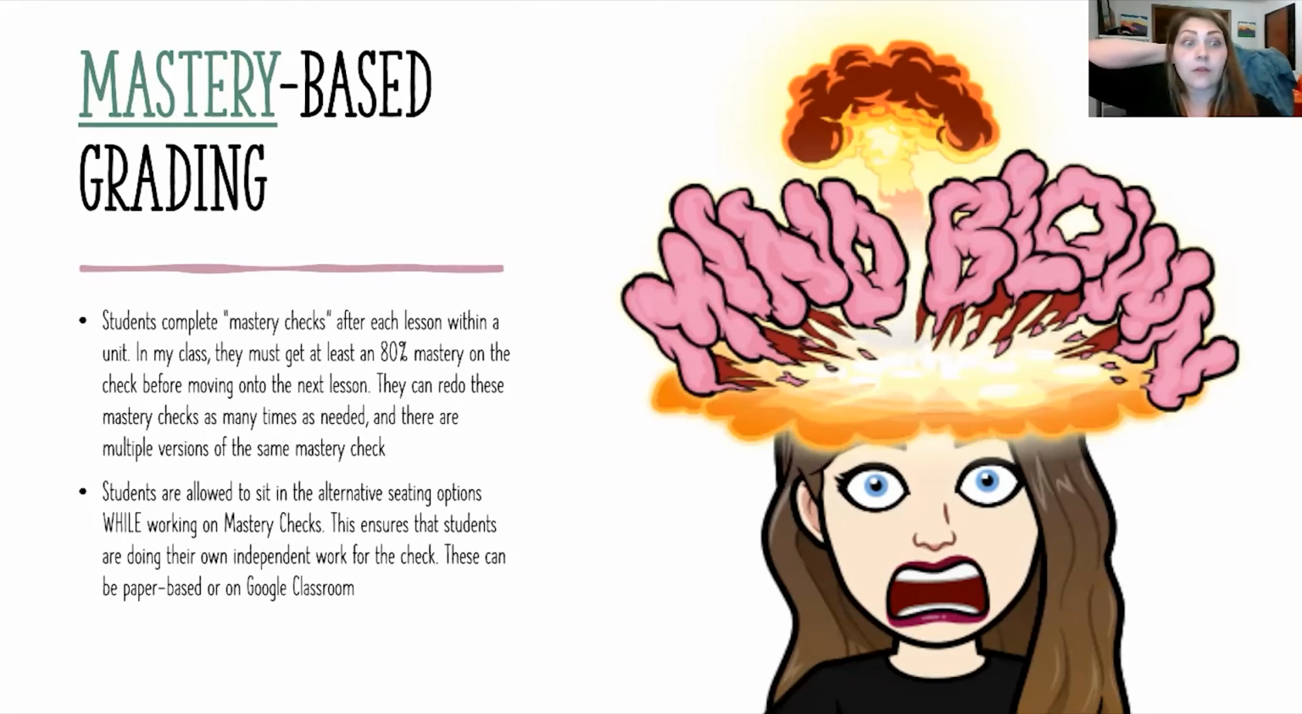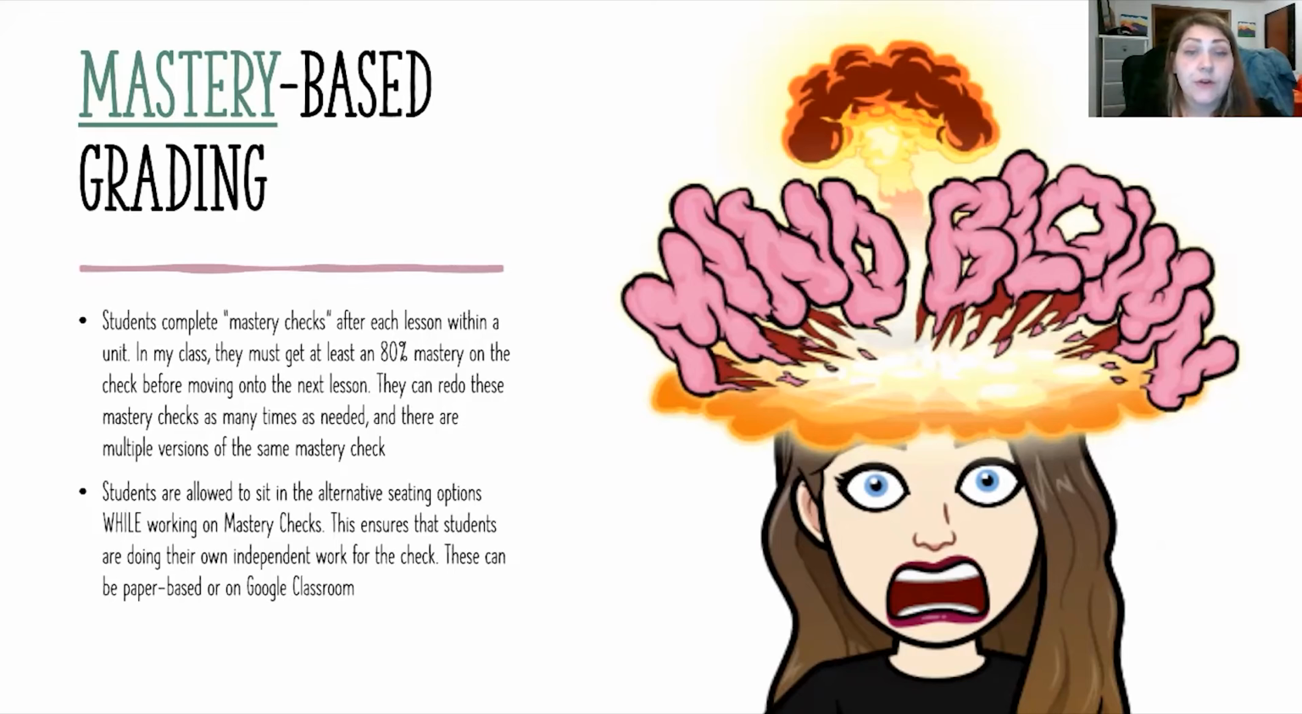Now I have multiple flexible seating options in my classroom, and whenever they're working on mastery checks, that is a signal, like you need to be in a flexible seat when you're working on mastery checks. You don't need to have help. That is for you and you only. That's how I assess where they are. This ensures that students are doing their own independent work for the check. These can be paper-based or Google Classroom.